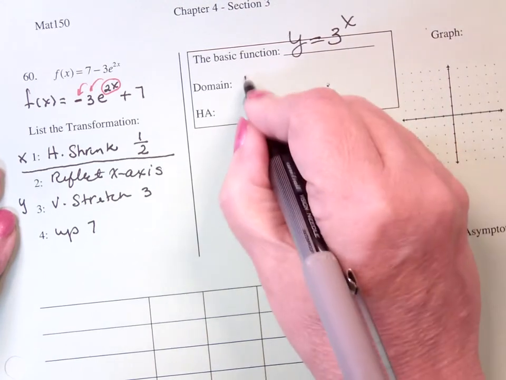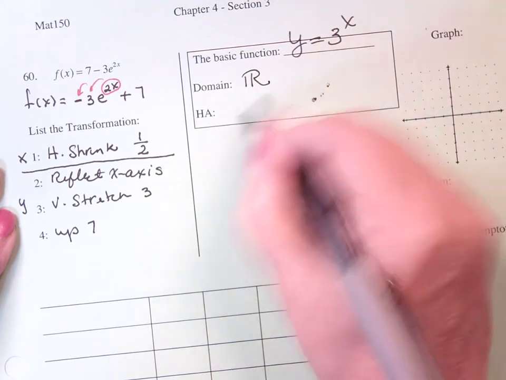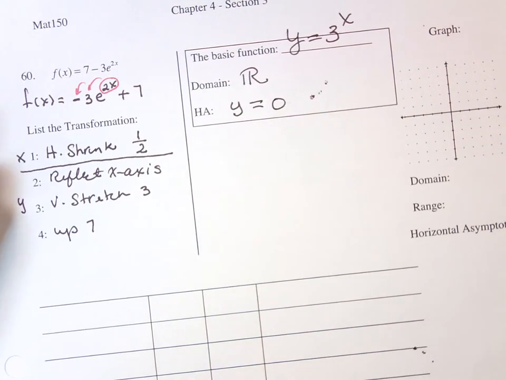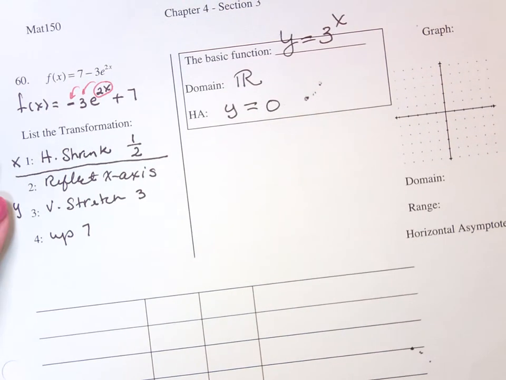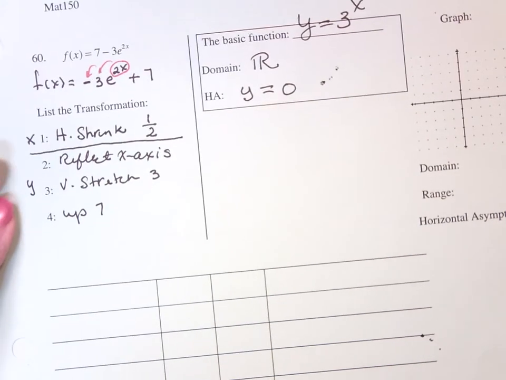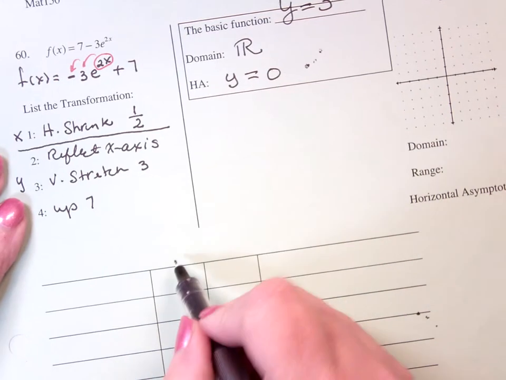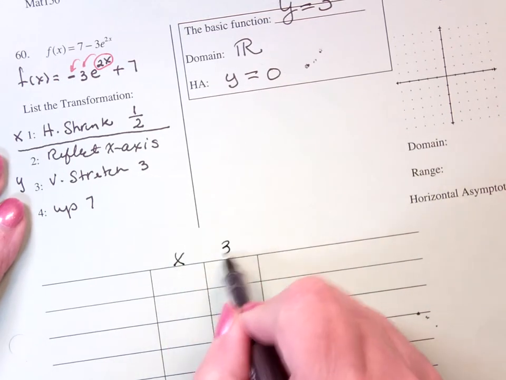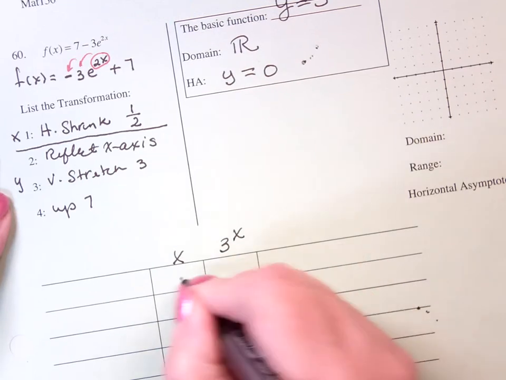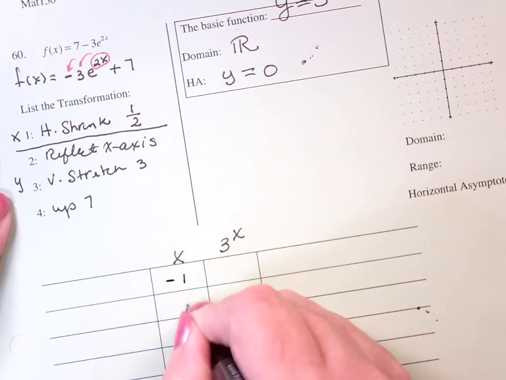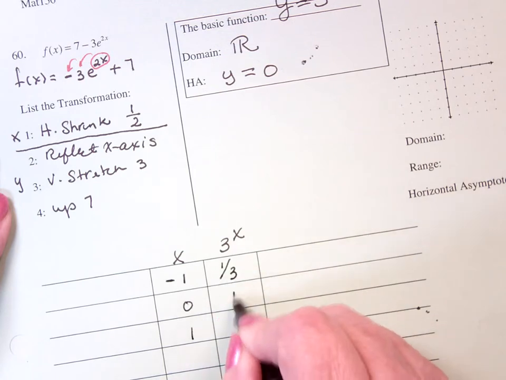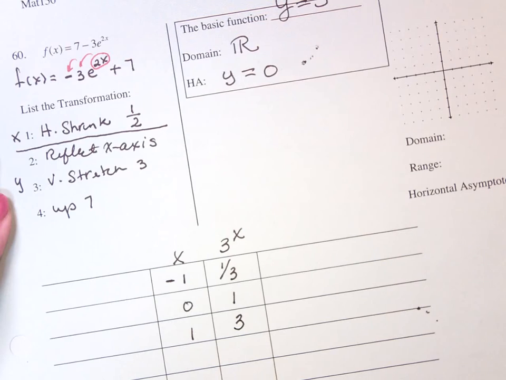The domain, of course, is all real numbers, and it has an HA at y equals 0, because that's your basic. So since I only have 1 on the x, I'm going to put this thing right here. This is x, and this is 3 to the x. And remember, we only need 3 coordinate points. The bend in the graph is -1, 0, and 1. So this will be 1/3, 1, and 3.